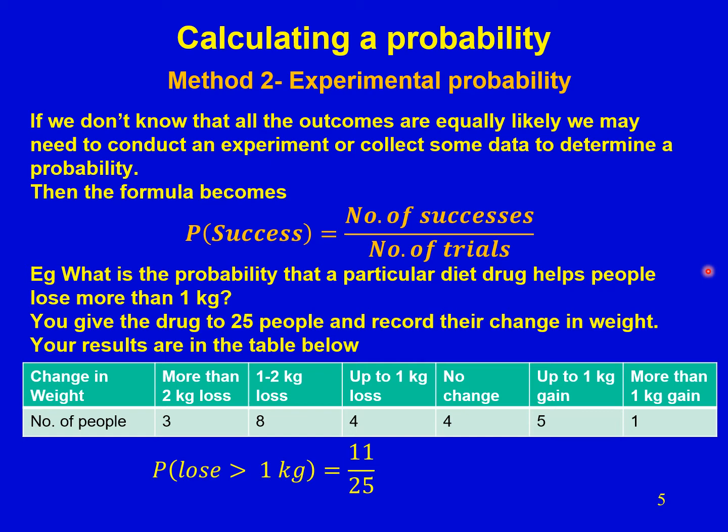So we wanted a probability that a person loses more than 1 kilogram. So using our formula, the number of trials is simply the number of people. So there are 25 people in this case. The number of successes is the number of those that lost more than 1 kilogram. So we can see from our table, 8 lost 1 to 2 kilograms, 3 lost 2 kilograms or more, so in total 11 people lost more than 1 kilogram. So therefore our number of successes is 11. So the probability is 11/25.